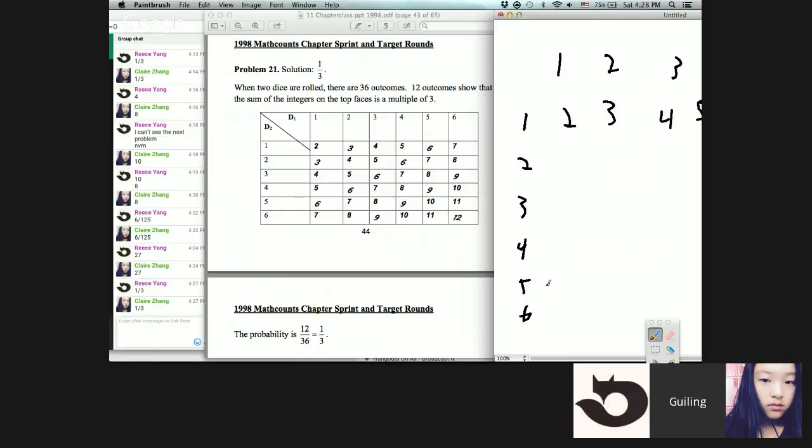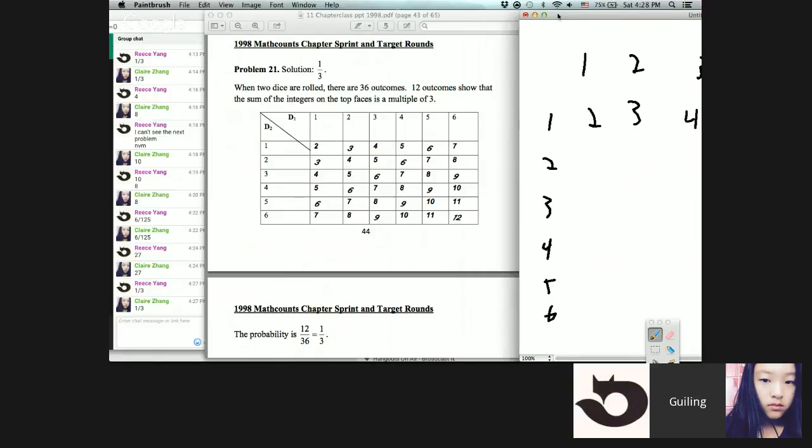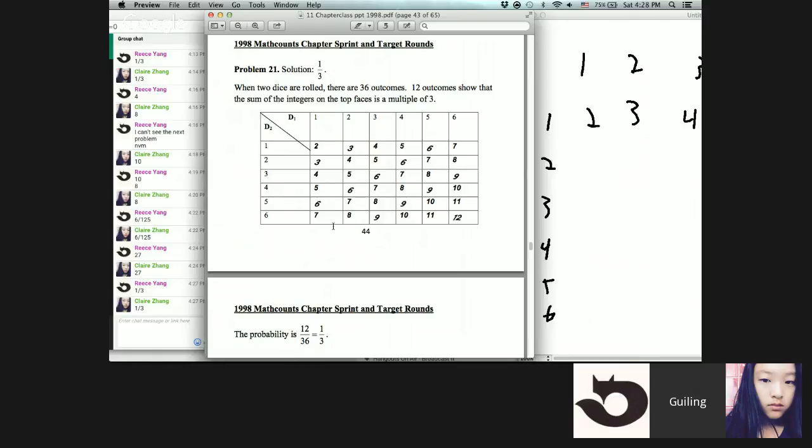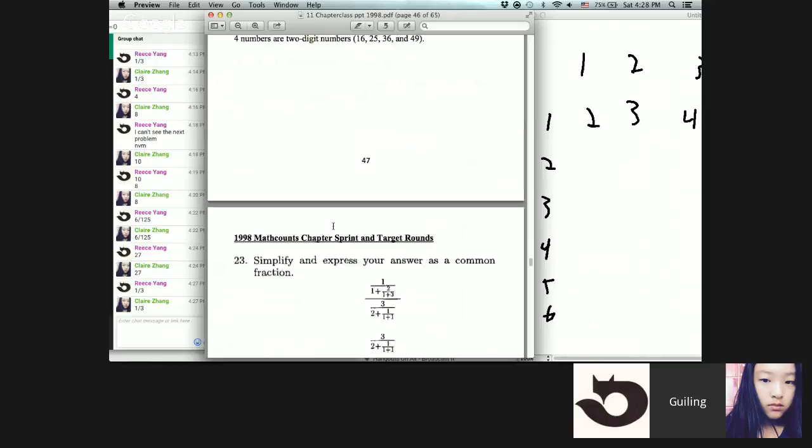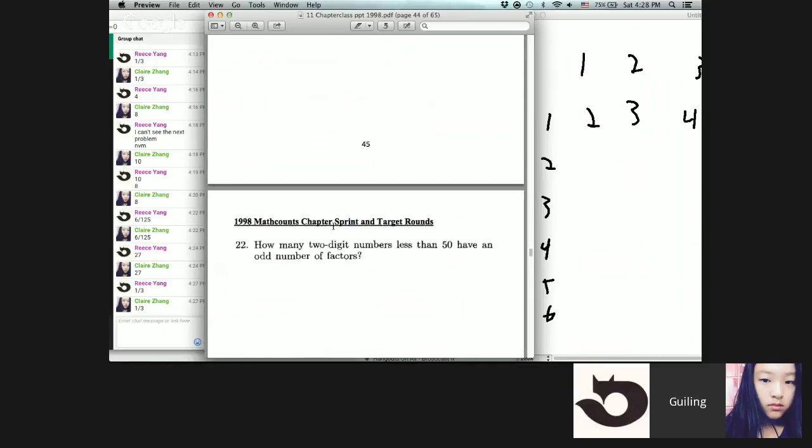And this one's very accurate. You can always get it very precisely because you can just count it out. So 12 of the outcomes here, and you just count the 12 out. Okay, let's just do this one.